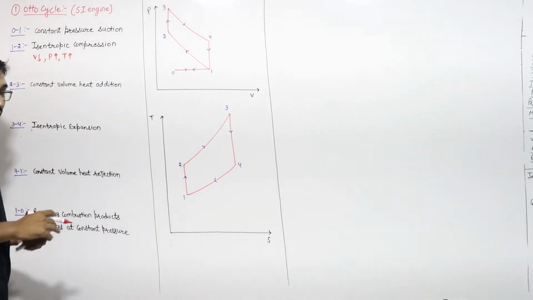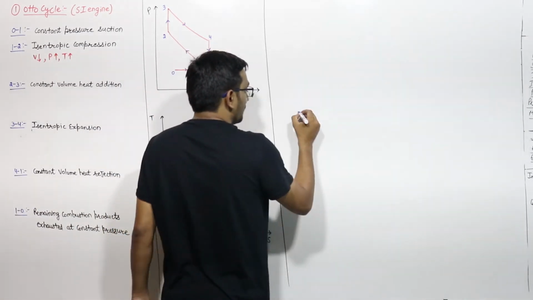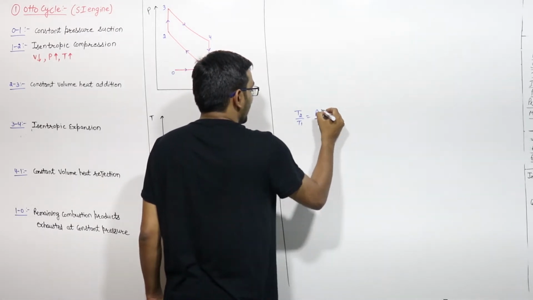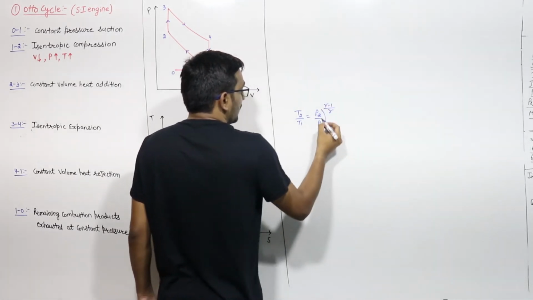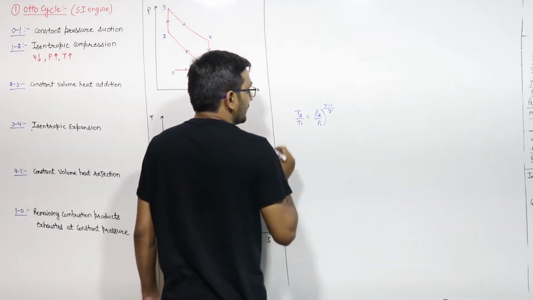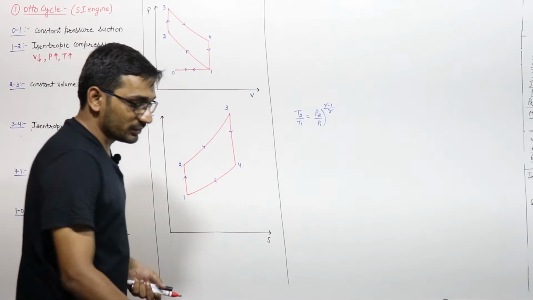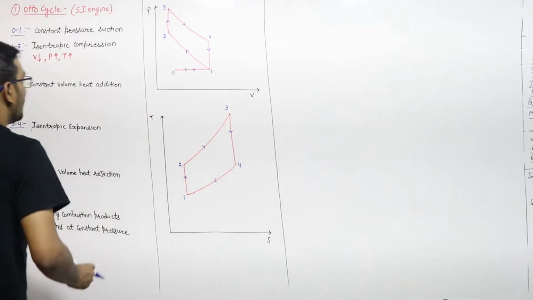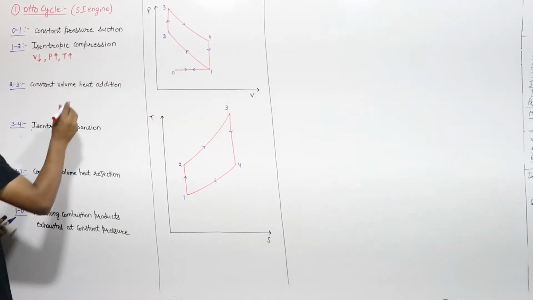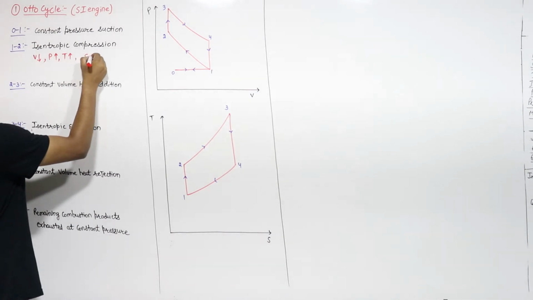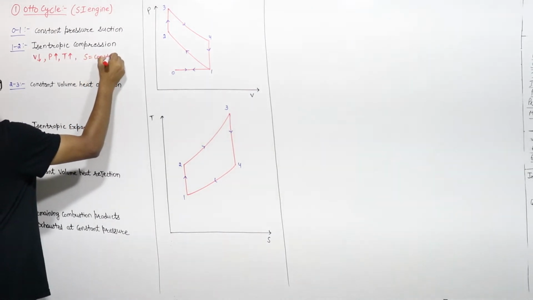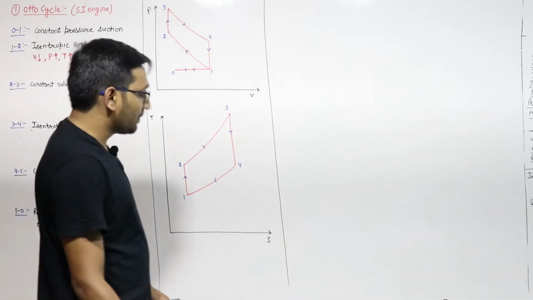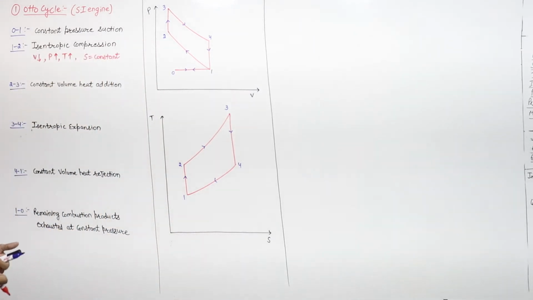Why will temperature increase? Because you know that for the adiabatic process we can write T2 by T1 equal to P2 by P1 raised to power gamma minus 1 upon gamma. So if P2 is more than P1, then obviously T2 will be more than T1, right? We know this. So from this relation we can say that temperature is increasing in this case. But this is an isentropic process, so your entropy will be constant, right? So this is the first process 1 to 2, that is the adiabatic compression.